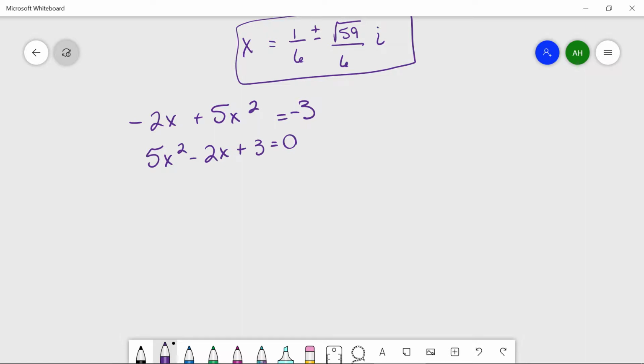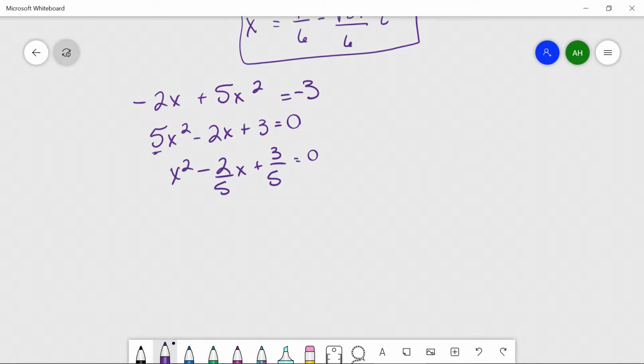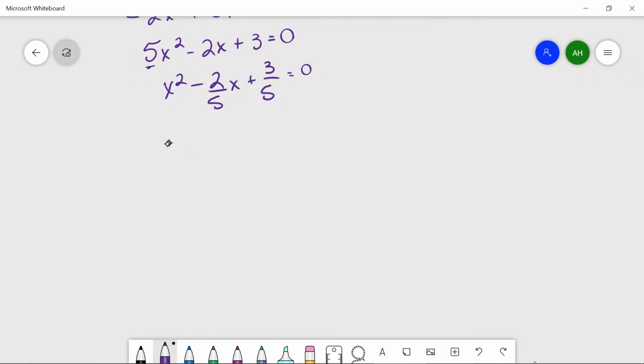All right, we're going to complete the square. Yeah, we are going to complete the square, but the first thing we're going to do is deal with that 5. So x squared minus 2/5 x plus 3/5 equals 0. Now let's move that 3/5 over. x squared minus 2/5 x equals negative 3/5.